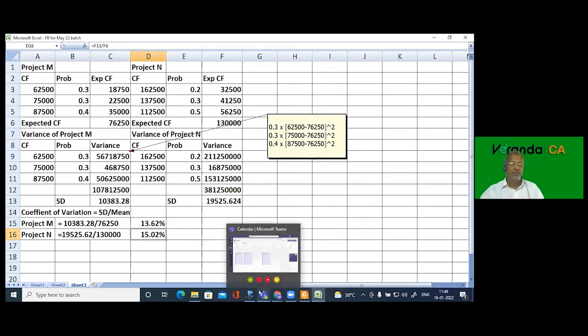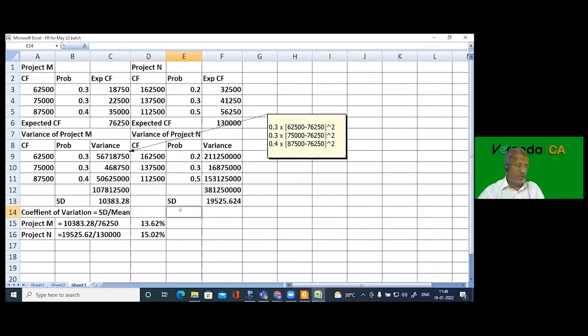Is that clear? So, rank 1 and 2. Why? Because the risk level is lesser. The risk level is higher. So the strategy: accept.